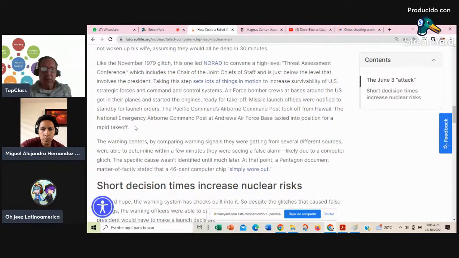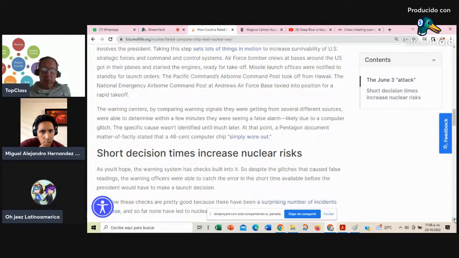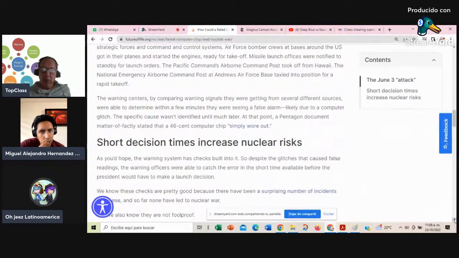To pacify commands, the airborne command was locked off from Hawaii. The National Emergency Airborne Command Post at Andrews Air Force Base was put into position for a rapid takeoff. The warning centers, by comparing warning signals they were getting from several different sources, were able to determine within a few minutes that it was a false alarm, likely due to a computer glitch. The specific cause wasn't identified until much later. At that point, a Pentagon document stated that a 46-cent computer chip simply wore out.